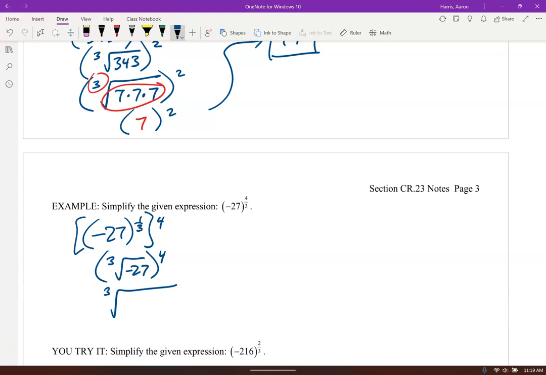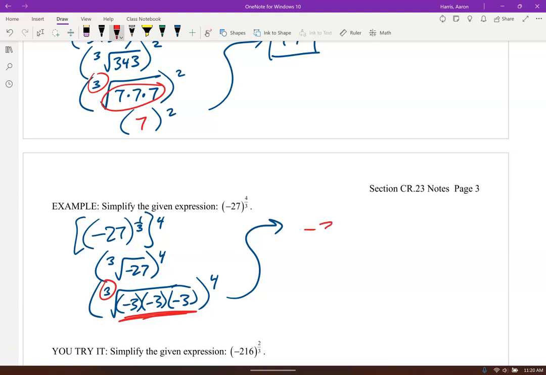So I break down negative 27. Negative 27 is negative 3 times negative 3 times negative 3. So I'm looking for 3 of a kind, and notice I have negative 3 times negative 3 times negative 3 is negative 27. So the third root of negative 27 is negative 3, but I still got to take it to the 4th power. So negative 3 to the 4th power is 81.